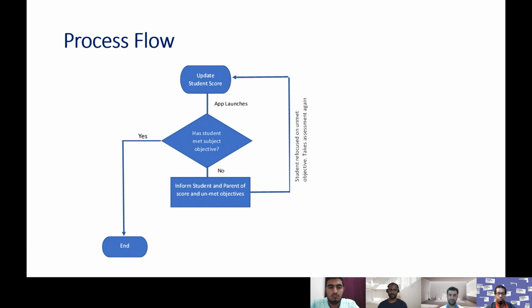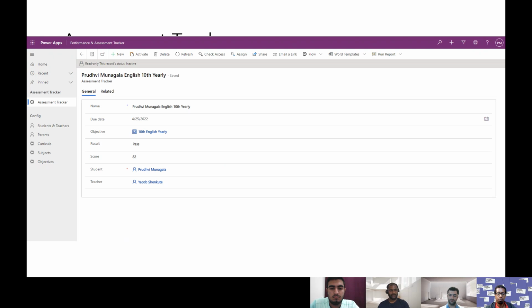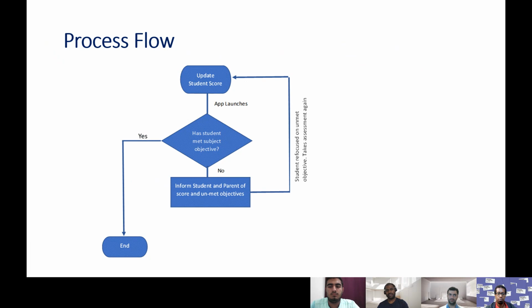Whenever we update the score, it will come back and refer to the objective threshold values. In objective, we have the threshold values to define whether this particular objective is pass or fail. If it is greater than the threshold value, there is no other process. It just updates the assessment result as pass. If it is fail, it will send an email to the parent and also the subject teacher in the CC.